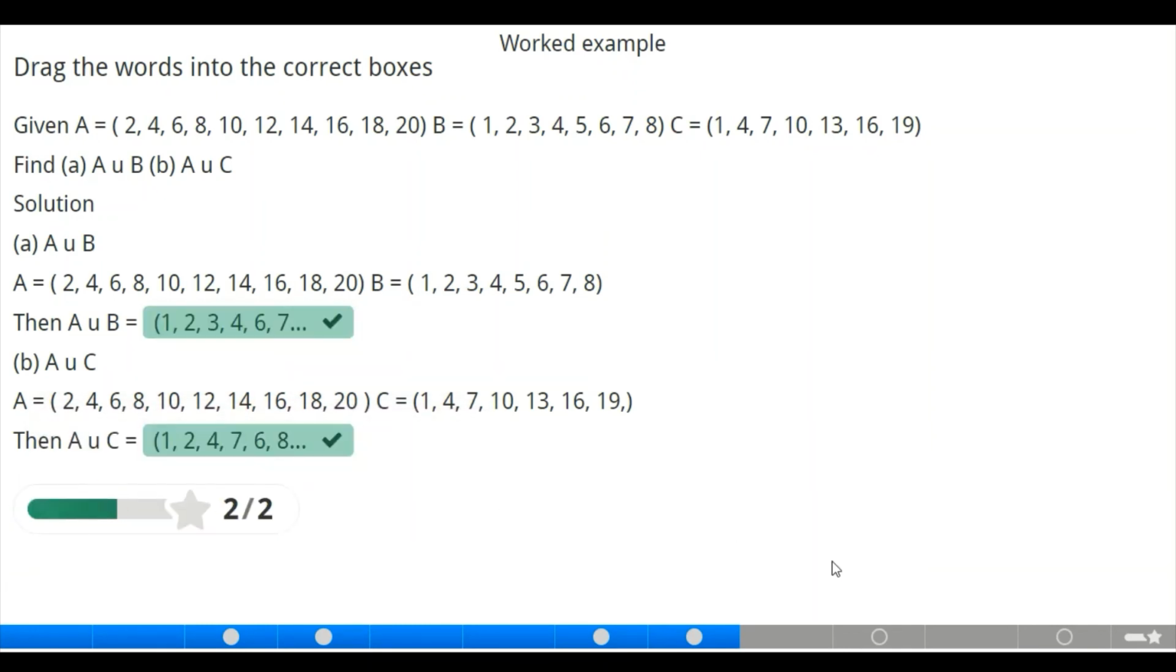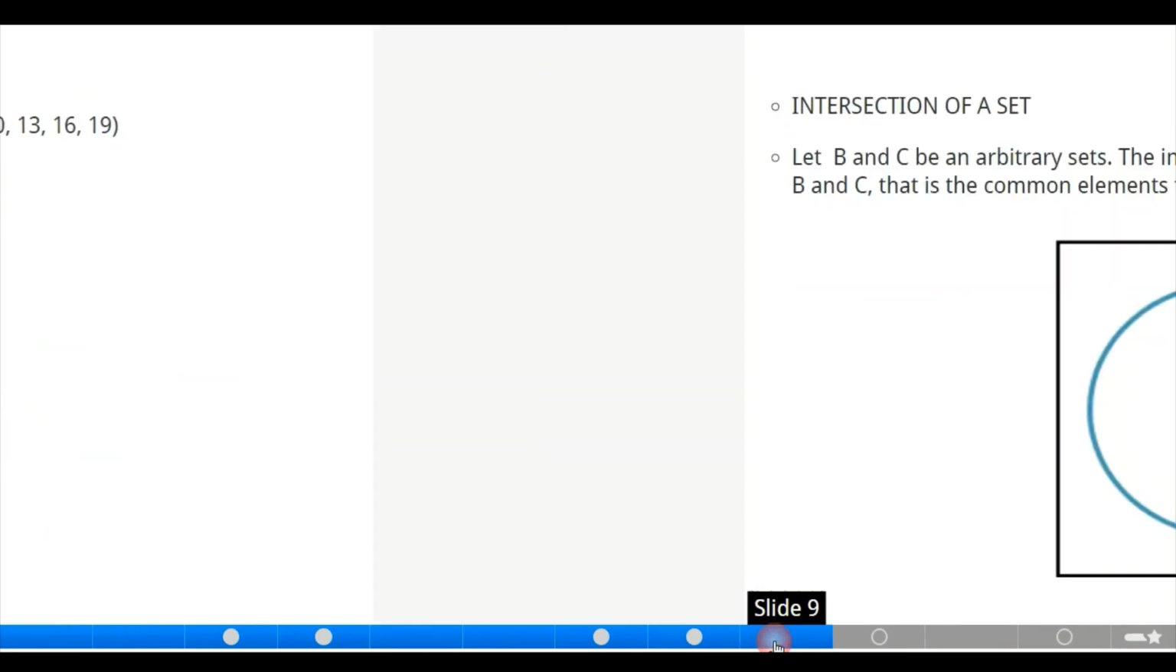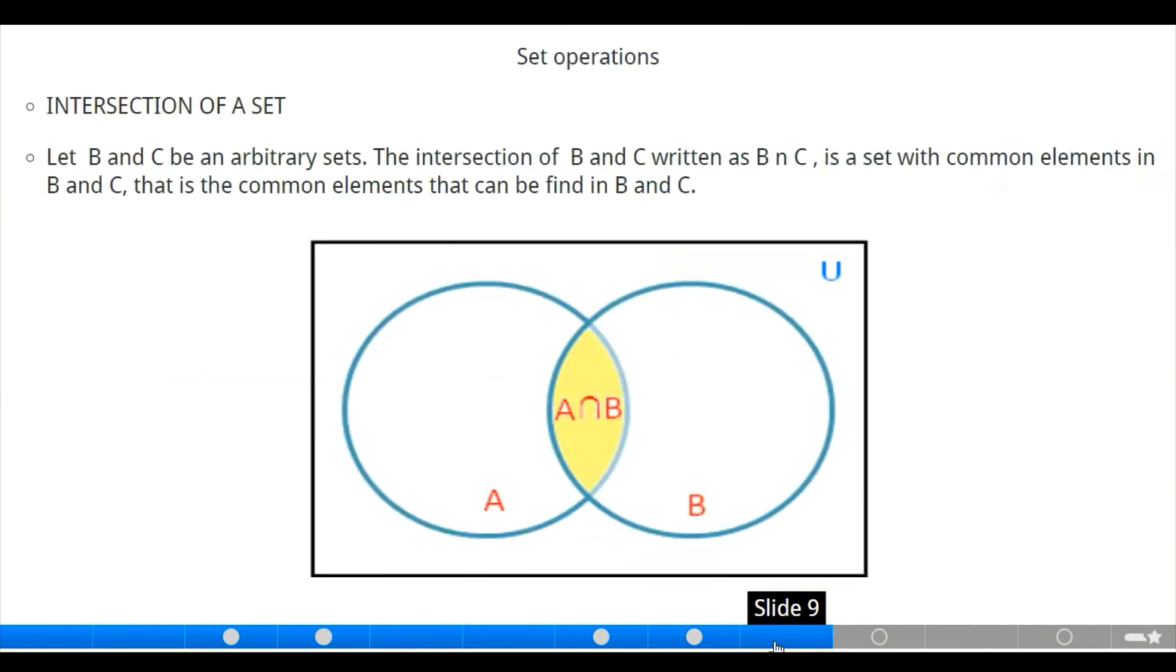Okay, now that leads us to intersection. When you are talking about intersection, you are trying to see what is common between two given sets. That is what we call intersection. Let's assume we have a set B and a set C. The common elements in the two sets are what we call intersection. So this leads us to what we have here as an activity.